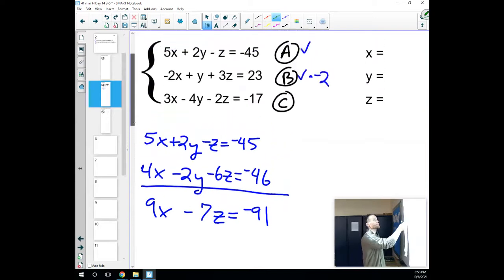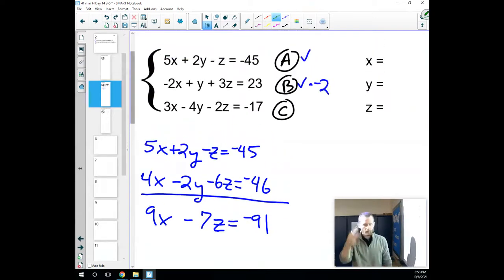But since there's 2 unknowns, we need 2 equations. Remember, like we said in the last video, the number of unknowns, the number of variables must match the number of equations. So now we've got to find 2 others besides A and B that we can combine. Let me see. We want to make sure y is what we're eliminating here. So let's pick B and C. Those are the two I would choose, B and C.